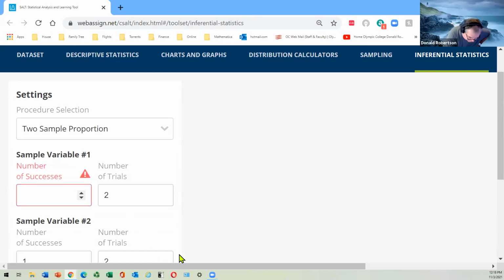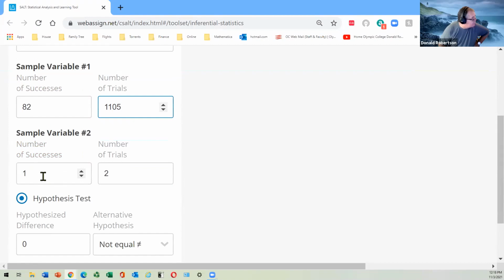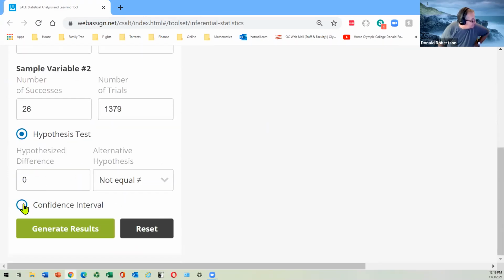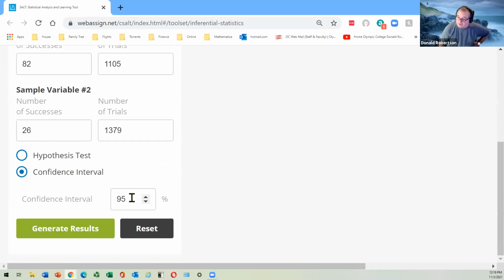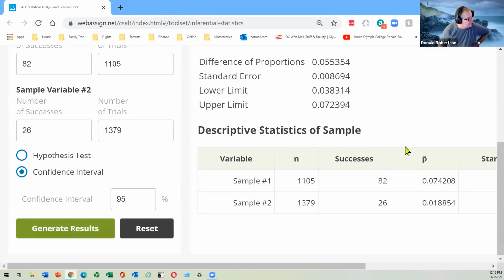So I'll tell you right now, because you probably don't have the numbers. It's 82 out of 1,105. And then I'll go to sample 2, which was the non-snorers, and 26 out of 1,379 of them had heart disease. And then remember to click confidence interval. And yep, it's already got 95. But just in case, can you imagine that maybe the next time they want a 99, you just type in that, or 90. If you want a 99, you type in that. You want a 95, you type in 95, and then just hit generate results.